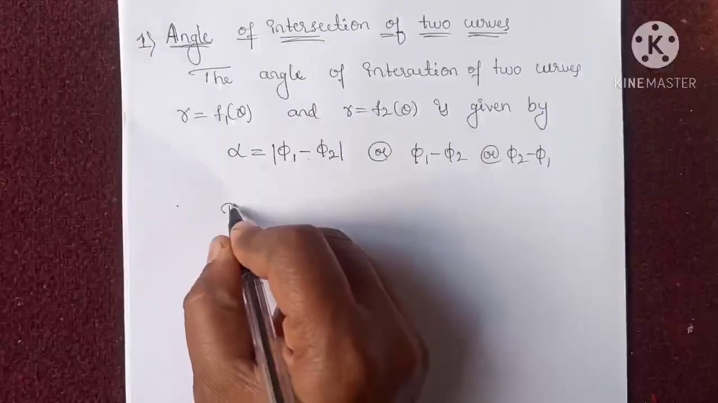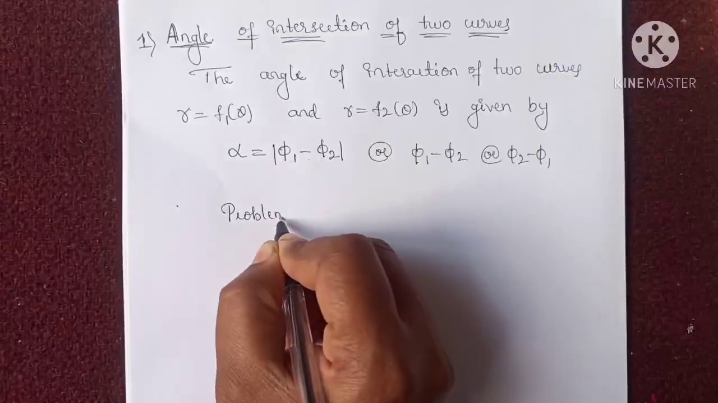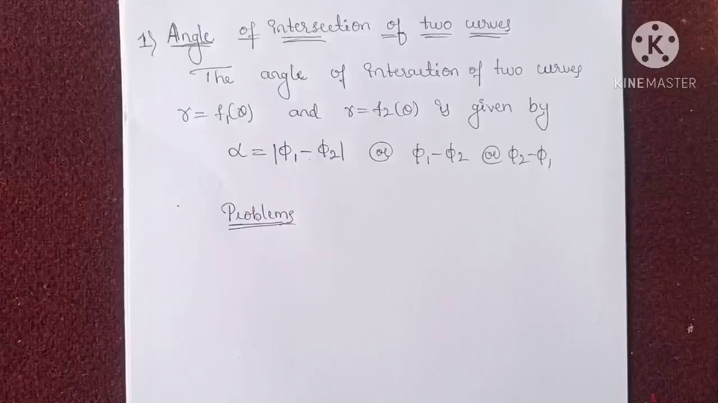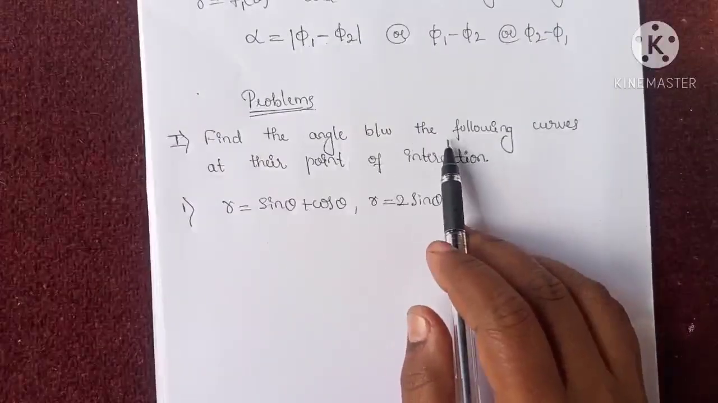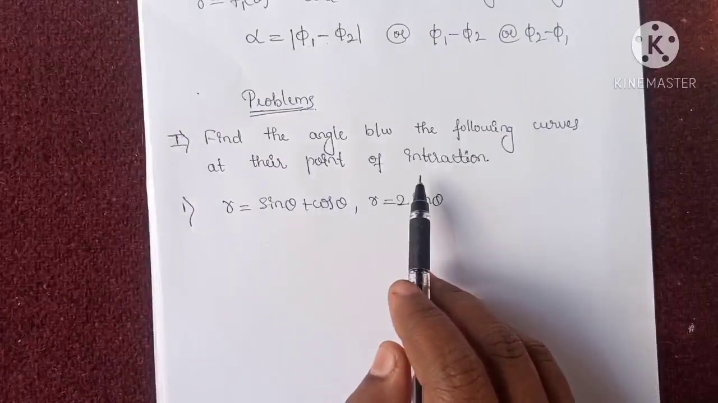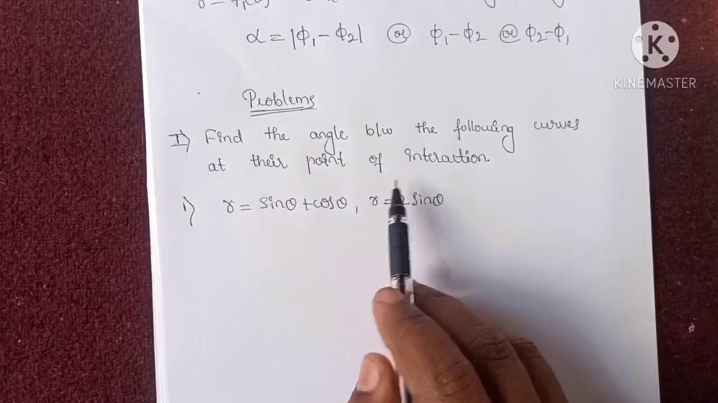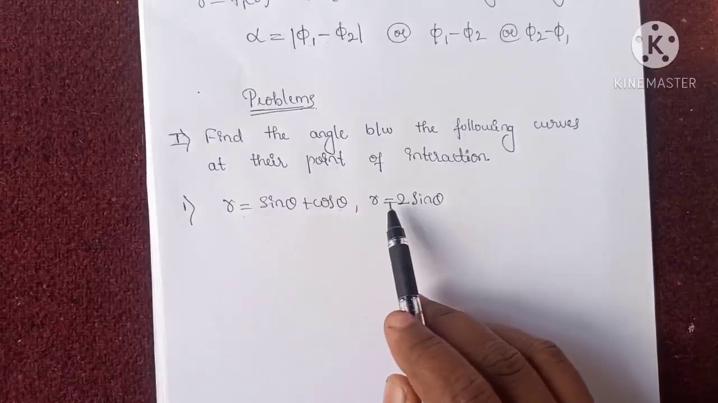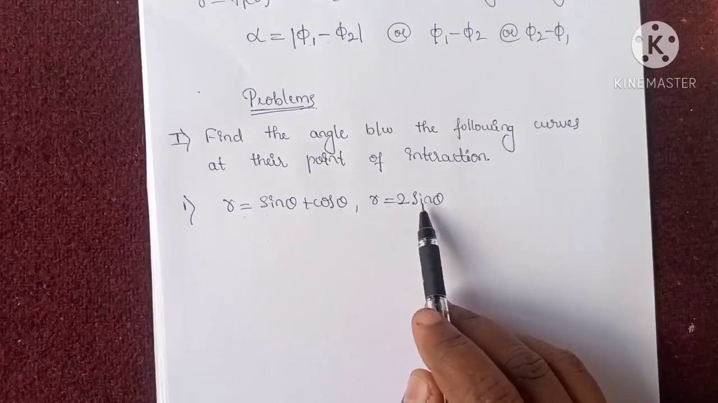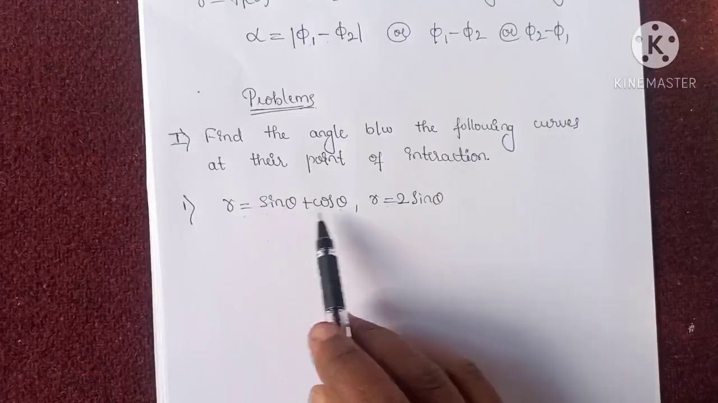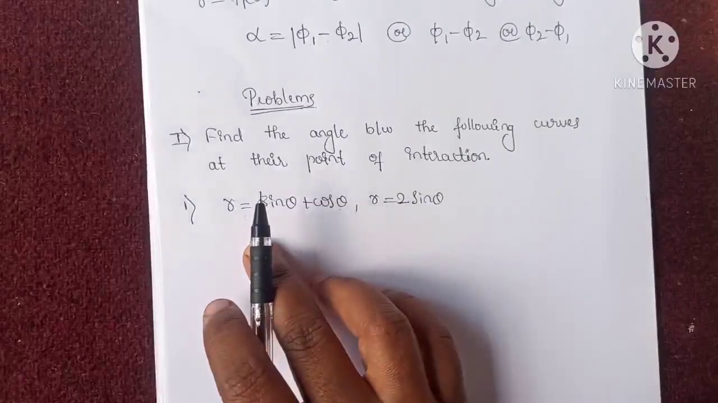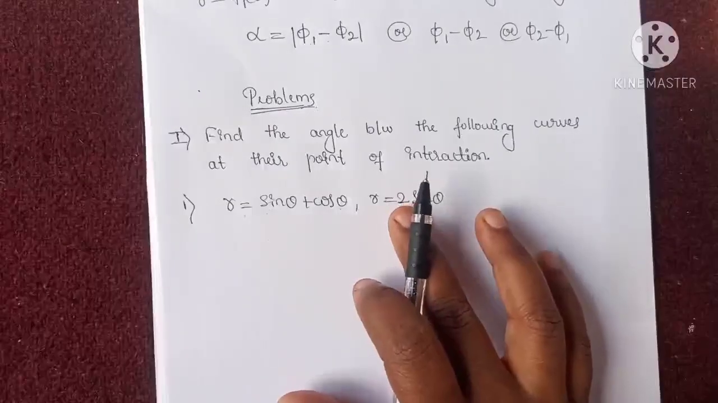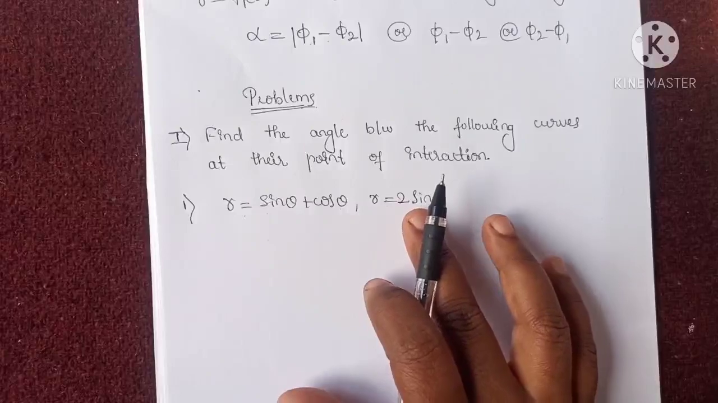Next, problems. Find the angle between the following curves at their point of intersection. First one, r equals sin theta plus cos theta, and the second curve is r equals 2 sin theta. First we have to find phi 1 and phi 2, that is, phi 1 is the angle made by the tangent in the first curve, and phi 2 is the angle made by the tangent in the second curve.